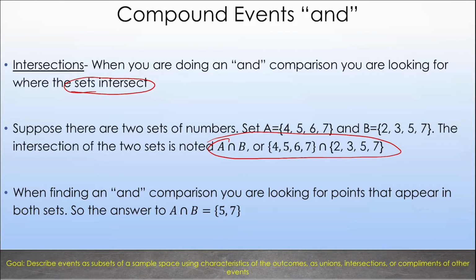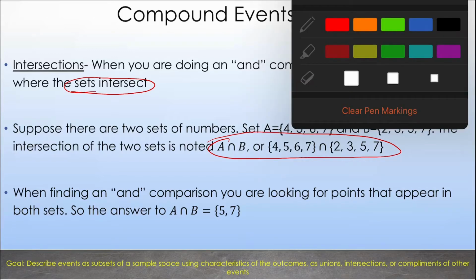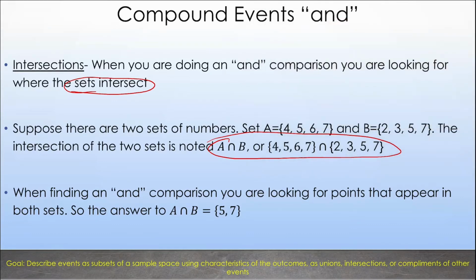When finding an "and" comparison, you're looking for points that appear in both sets. So the answer to A and B would be 5 and 7. I see that I have a 5 in both sets, and I have a 7 in both sets. So they appear in both. That is how I get this answer right there. Appear in both, there's where the overlap happens.